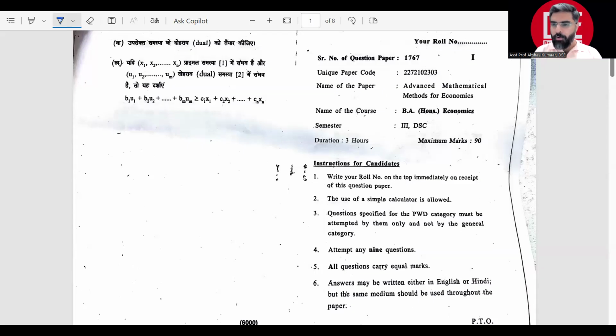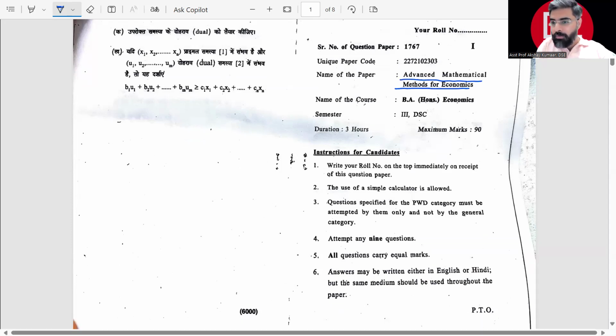Okay, I hope I'm audible to all my students who are attending this particular lecture for the Advanced Mathematical Methods for Economics course. In this lecture, I'm going to start with the discussion of the 2024 question paper, which has come up at Delhi University for the Advanced Mathematical Methods for Economics course. This course is offered to all students who are in semester 3 pursuing BA Honors Economics from University of Delhi.